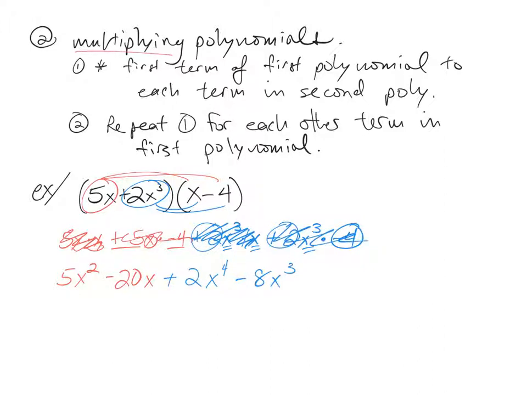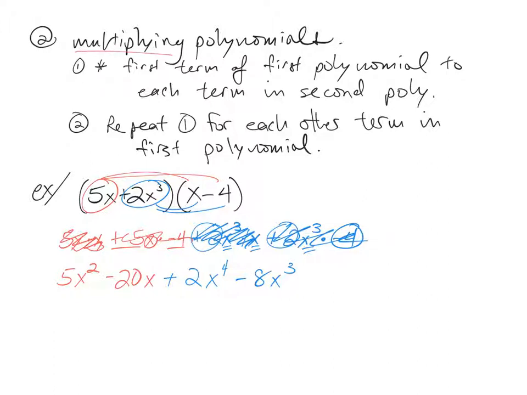And you can do these multiplications in your head. Don't be afraid to do that if you are good at that. So you could have jumped right from 5x times x is 5x squared, and 5x times negative 4 is negative 20x. And you move to the next term in the first polynomial. 2x cubed times x is 2x to the 4th. 2x cubed times negative 4, negative 8x cubed. You don't need to write all this stuff out. I did that just so you could see how the distributions worked.